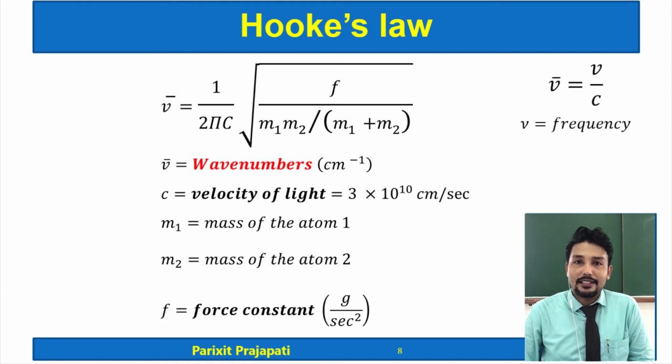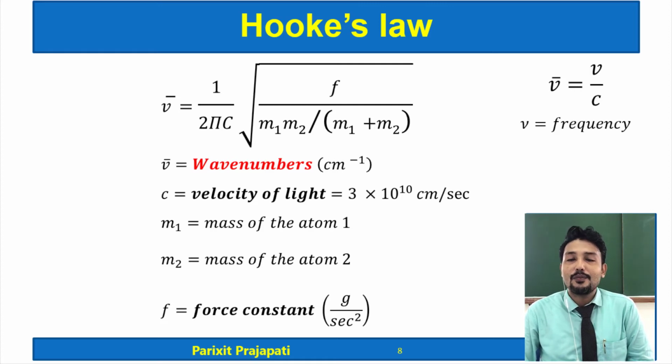Using the equation, you can determine wave number or frequency also. Nu is the frequency, and nu bar is equal to nu by c. So, using the Hooke's law equation, you can determine either wave numbers or frequency. Both can be determined.